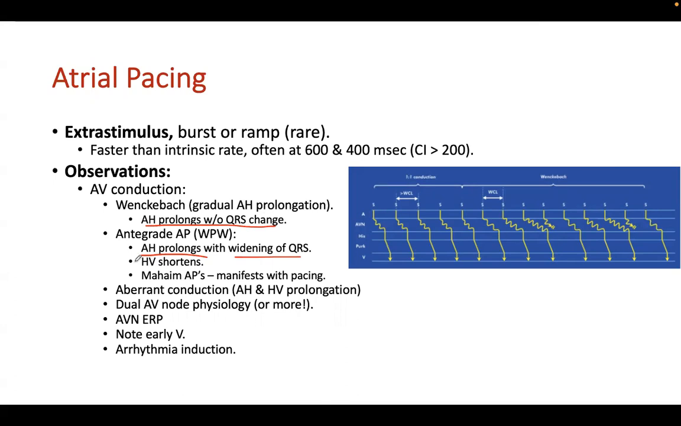Okay, guys. So this is 101 EP. Meaning AH prolongs with widening of QRS. This is evidence of accessory pathway with HV shortening. Okay.